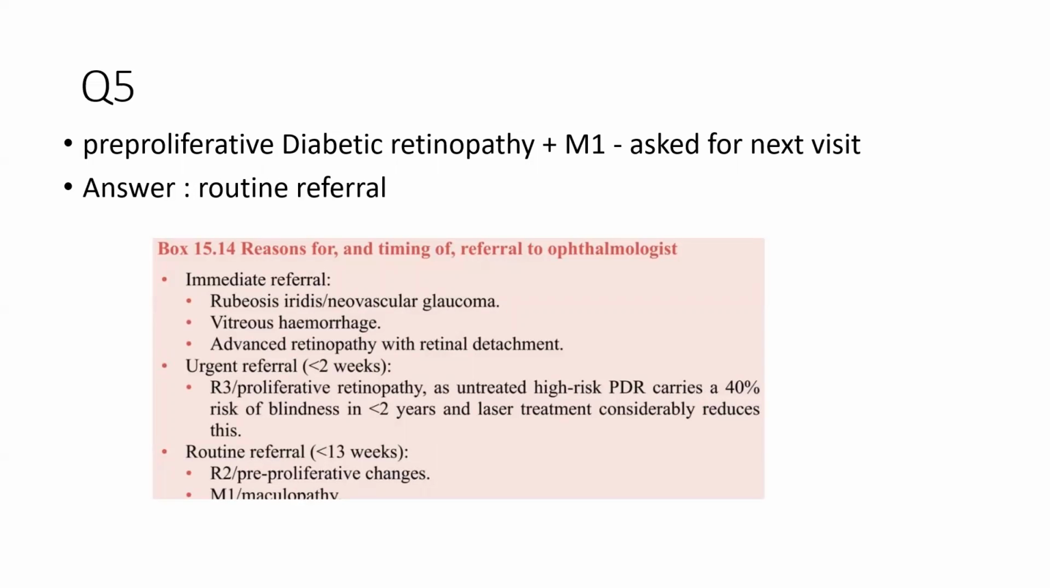This is the chart from the Oxford Handbook. It's there in my lecture series as well. Immediate referral we need to do for rubeosis iridis, neovascular glaucoma, vitreous hemorrhage, and advanced retinopathy with retinal detachment.